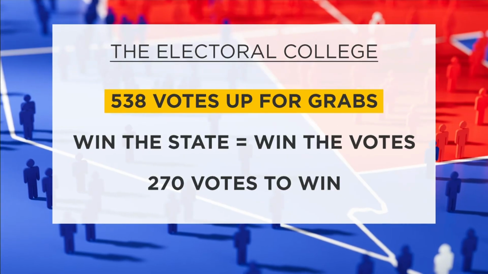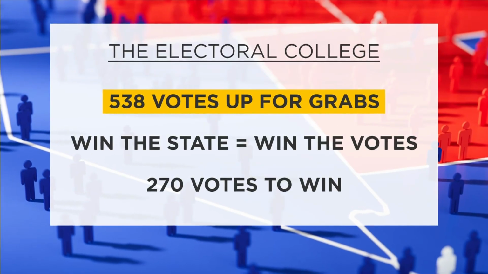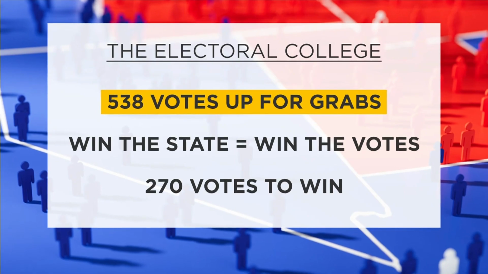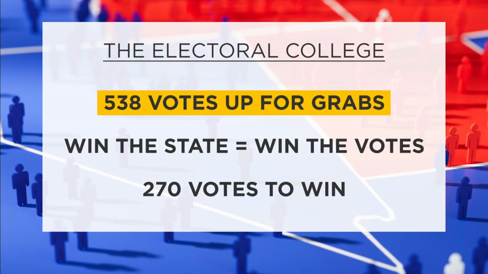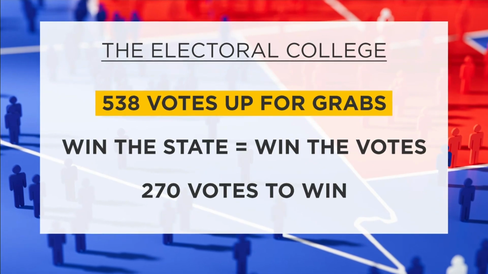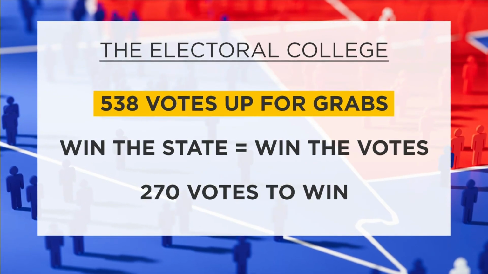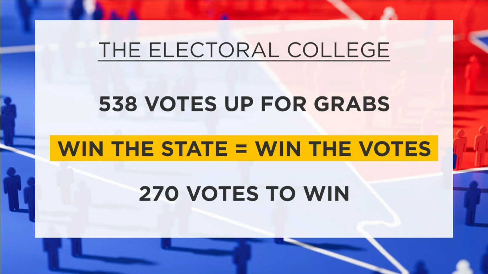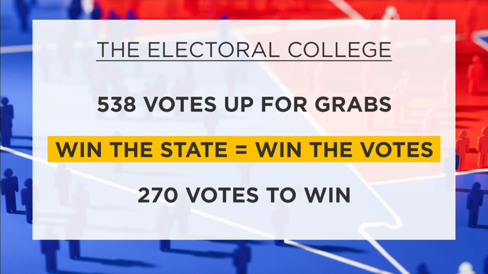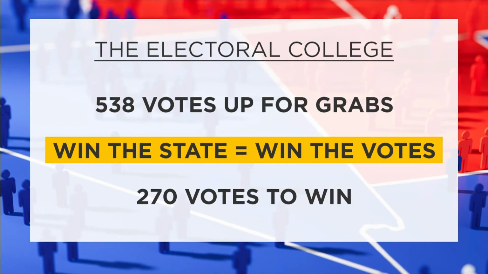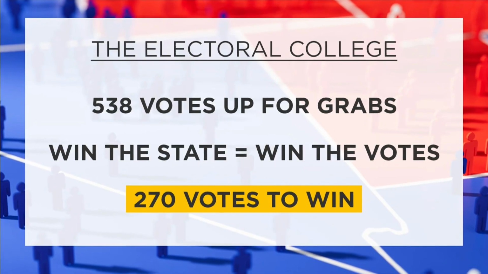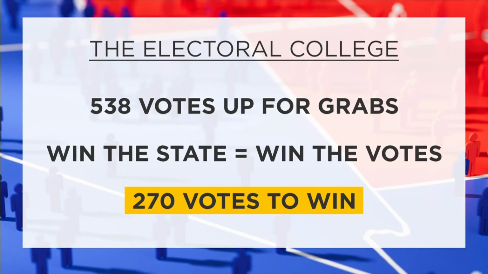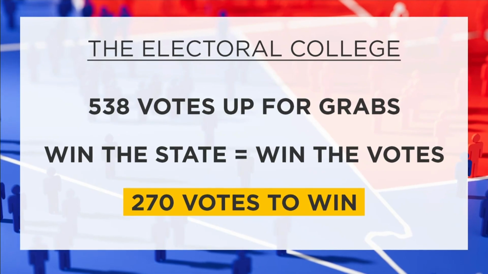Here's how it works. The Electoral College is made up of 538 electors across the country that go on to vote for the president and vice president, casting a total of 538 votes. So when Americans vote for the president, they're actually voting for their state's electors. Each state has a set number of Electoral College votes, all of which go to the candidate who wins the majority of the state's electors. And to win the election, a candidate must receive a majority of the Electoral College votes, at least 270.